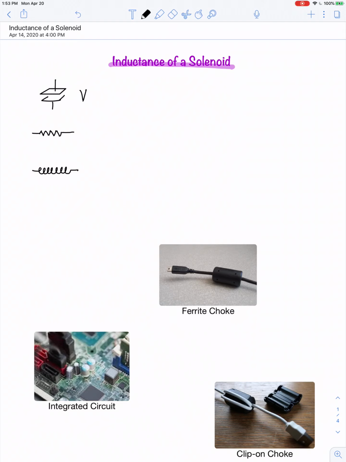Capacitors have a voltage across their terminals as long as there's some charge on the capacitor. We can express that as an equation. Resistors have a voltage across their terminals as long as there's current flowing through the resistor. And inductors have a voltage across their terminals as long as there's a rate of change of current. The voltage is equal to negative L di/dt.